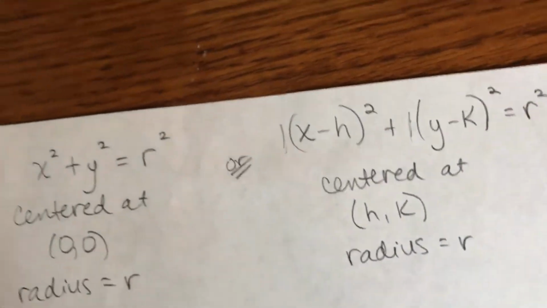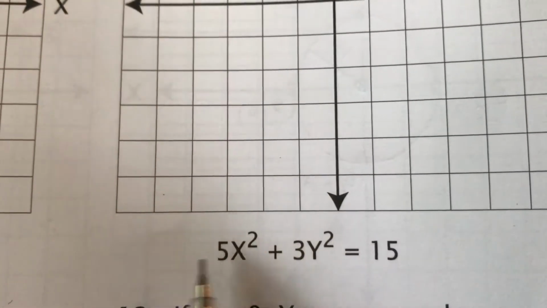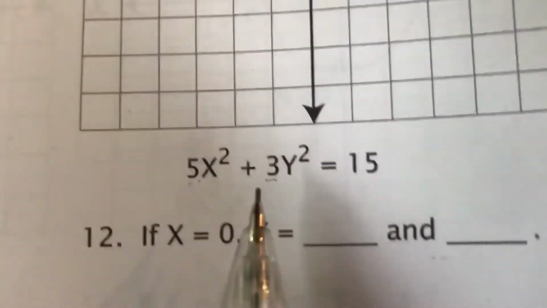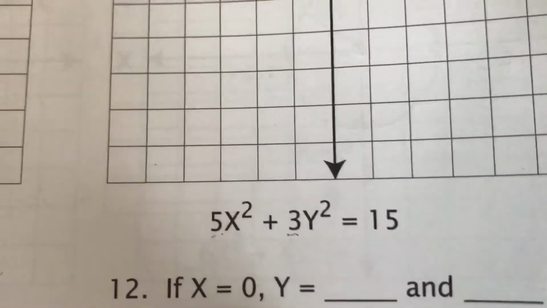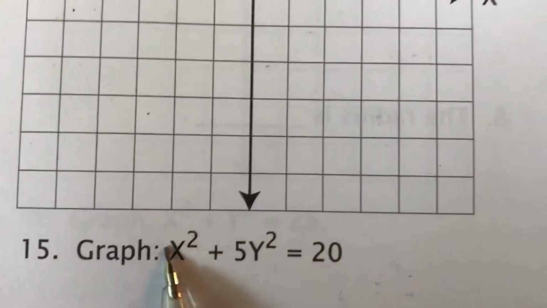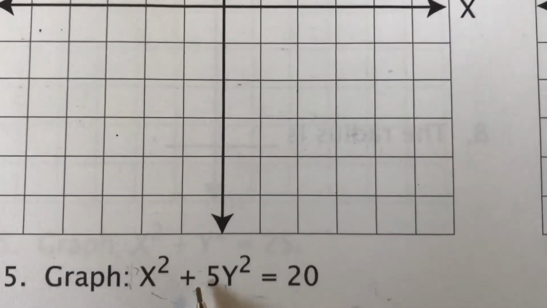Like for example, let me show you something. When I turn the page here in a minute, I'm going to tell you this is not a circle because these values are different. So this is going to be an ellipse when I get here in just a minute. Same thing right here. This is going to be an ellipse because my coefficients are different. This is a 1 and this is a 5. Okay, so that's kind of telling me that.